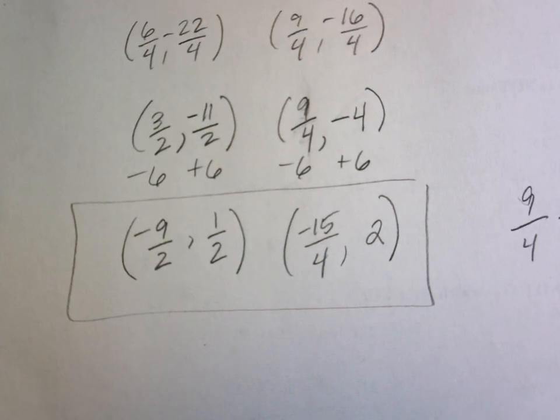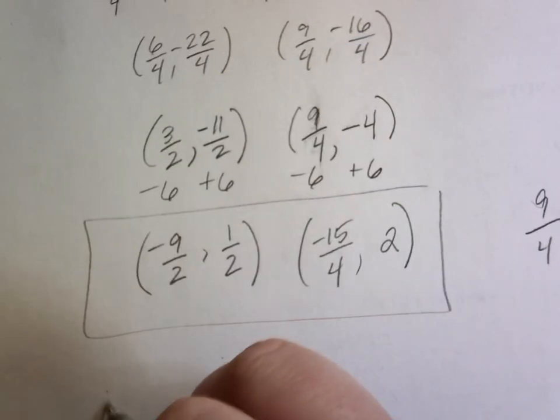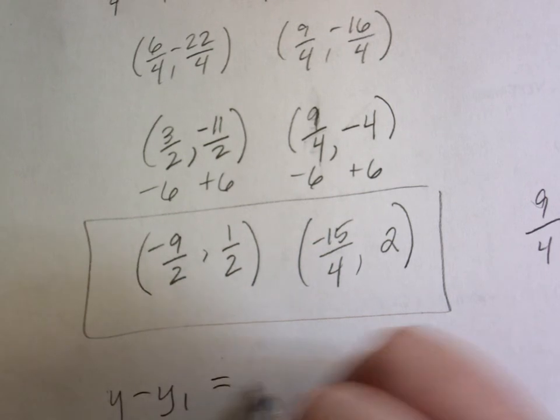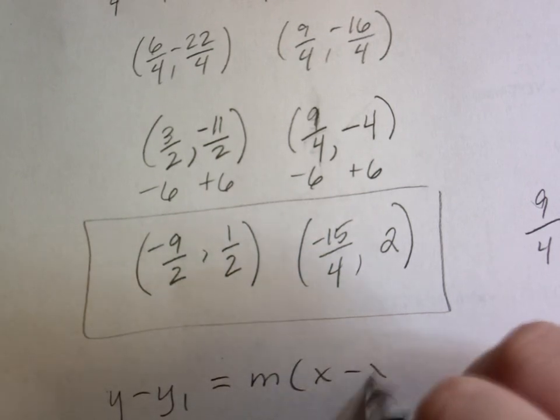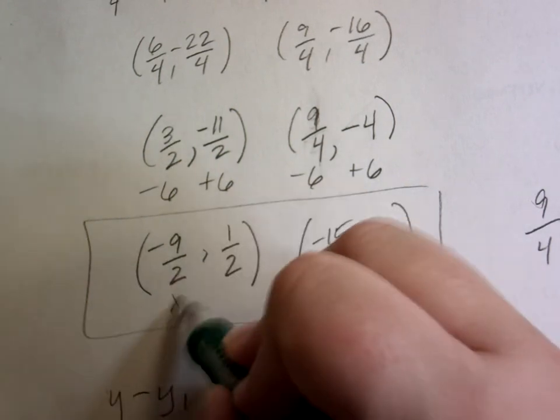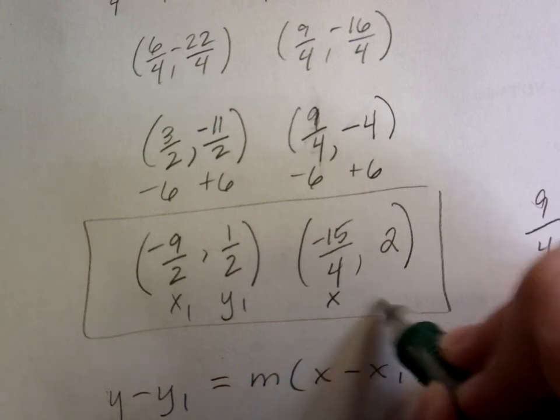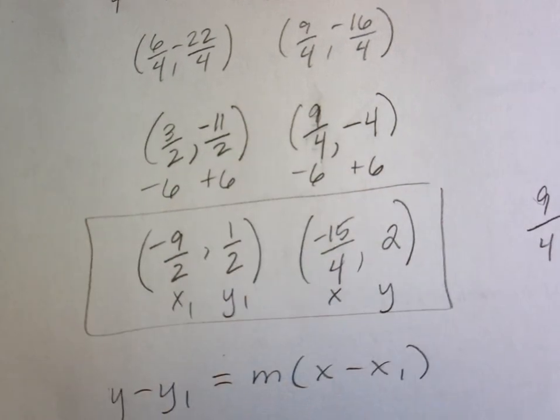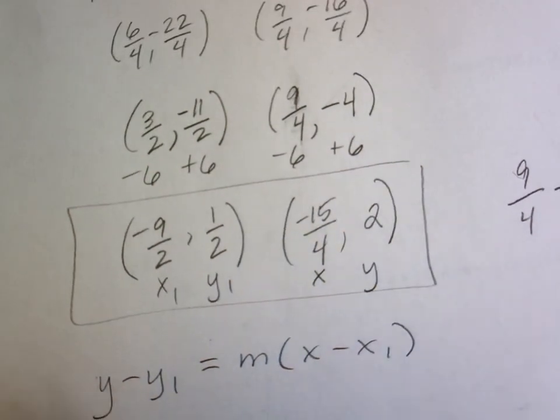Now, we weren't asked for the 2 points, though. We were asked for the equation of the line. So now all we're doing is writing the equation of a line given 2 points. There are several ways to do that. The easiest way might be to use point-slope form, and plug one of these in as my x1, y1, and one of them in as x and y.